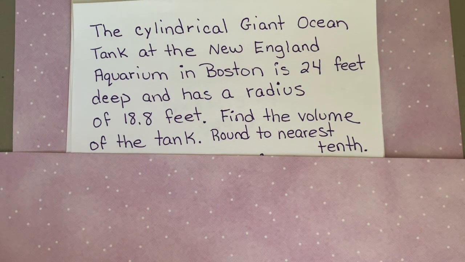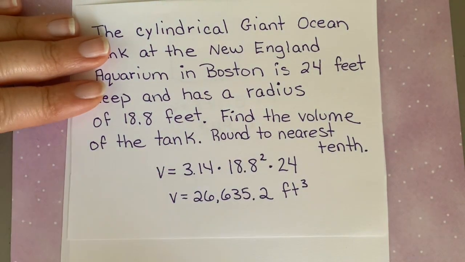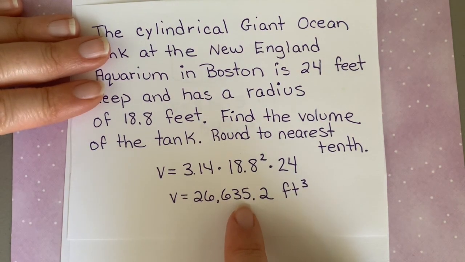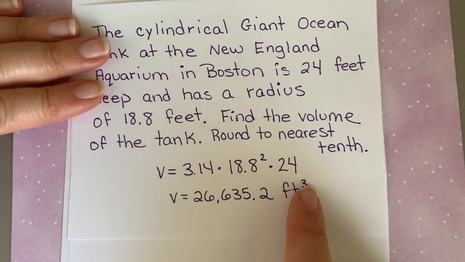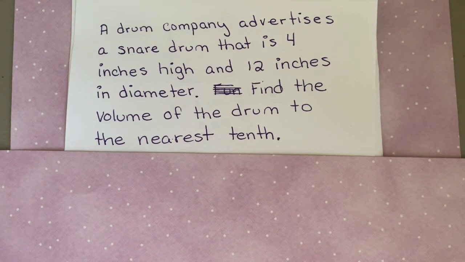So we're going to solve a couple word problems. This one says, the cylindrical giant ocean tank at the New England Aquarium in Boston is 24 feet deep and has a radius of 18.8 feet. Find the volume of the tank. Round to the nearest tenth. So this one would have been 26,635.2 feet cubed.